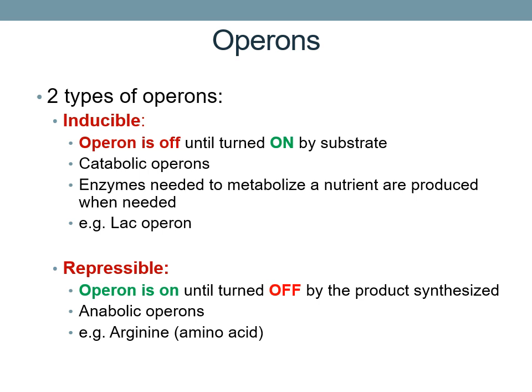Repressible operons are always on until they are turned off by the product that is synthesized. These types of operons are anabolic, meaning the proteins they code for are used to produce products that are always needed by the cell in synthesis reactions. For example, cells are constantly making proteins and always need amino acids. An example that we'll discuss is the arginine operon.